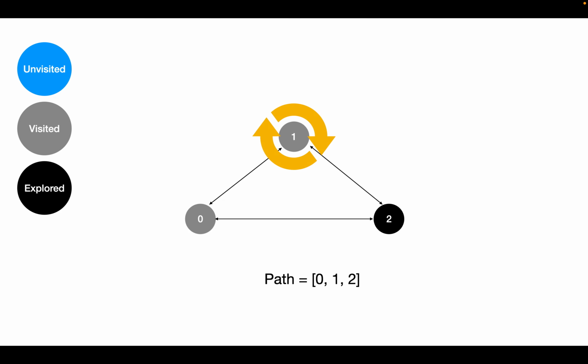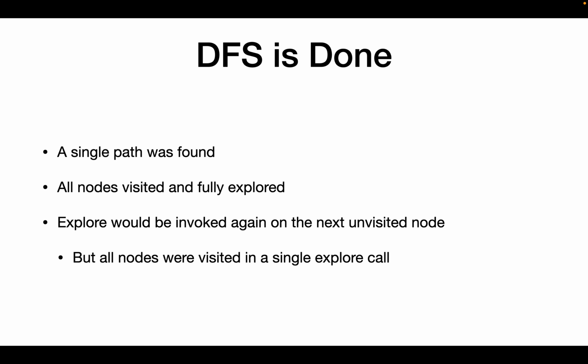Looking at node 1. Does node 1 have any more unvisited children? No, it doesn't. So mark it fully explored. Bounce back up the call stack. Does node 0 have any more unvisited children? No, it doesn't. Notice that node 2, we never went from node 0 to node 2, but we're not going to because we already went to node 2 from node 1. So we mark node 0 fully explored, and we went on a singular path through the whole graph, 0, 1, 2, and explored every vertex, and we're done.